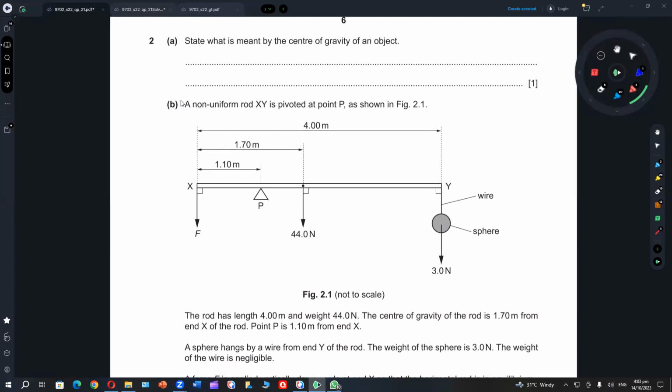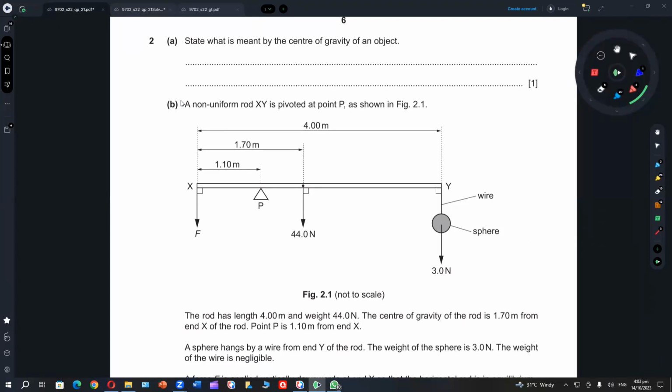State what is meant by the center of gravity of an object. It is the point at which the weight of an object is said to act, is assumed to act. It's a non-uniform rod. That's why the object may have a displaced center of gravity.